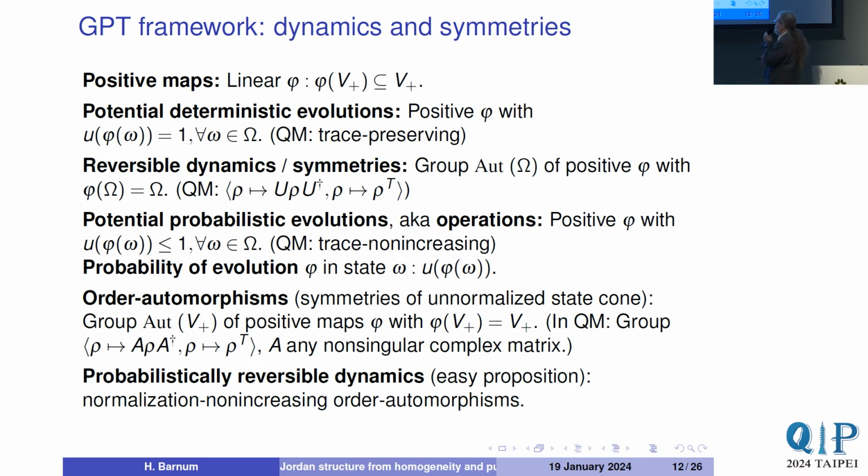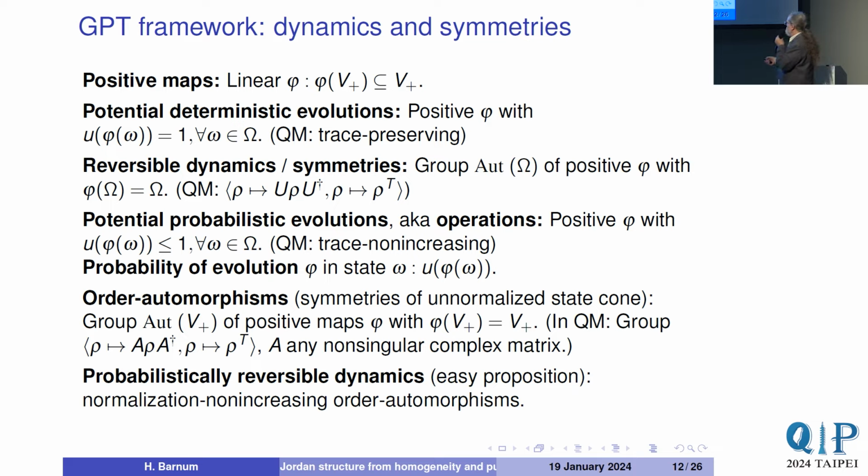The order automorphisms are a very important notion. They are the symmetries of the unnormalized state cones. So they have to take the unnormalized states onto itself, but they don't have to preserve the base omega of normalized states. And in quantum mechanics, what's that? Rho goes to A rho A dagger, where A is a non-singular matrix, so a single non-singular Kraus operator, and the transpose is there again.